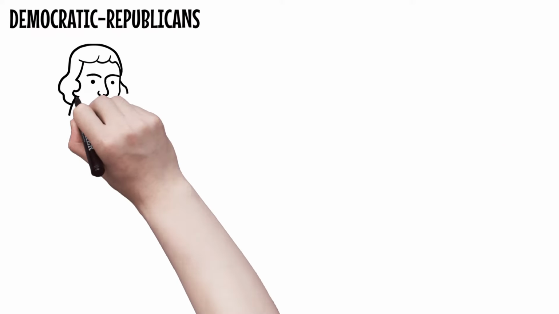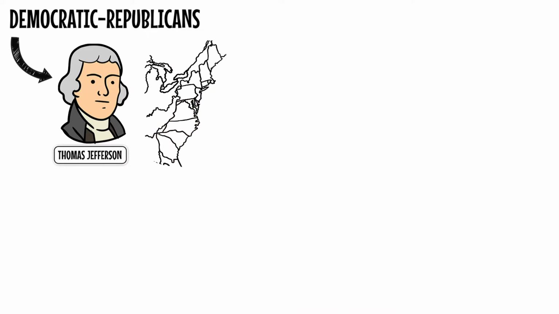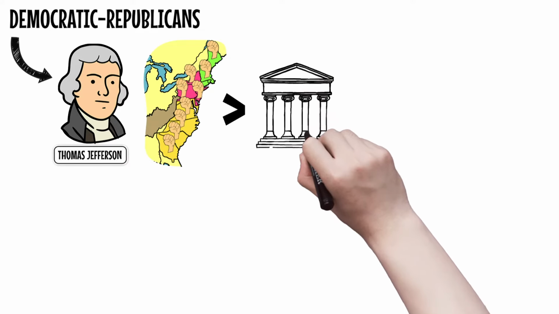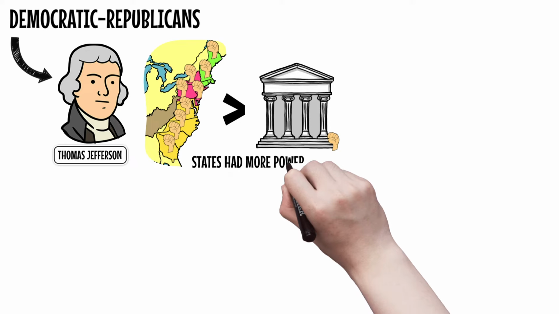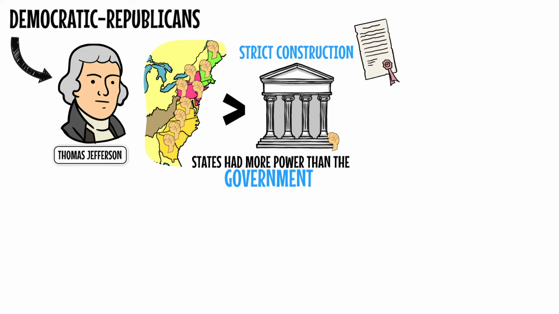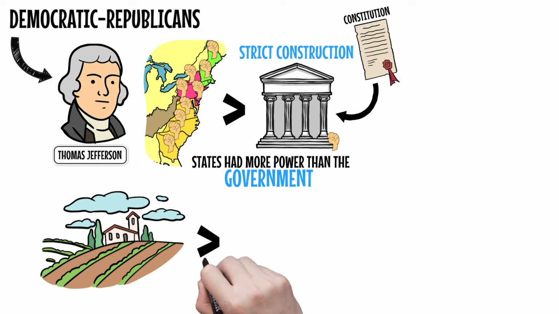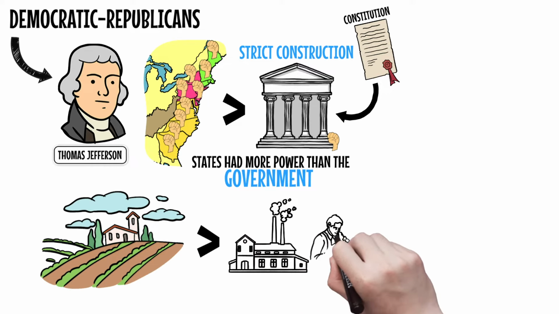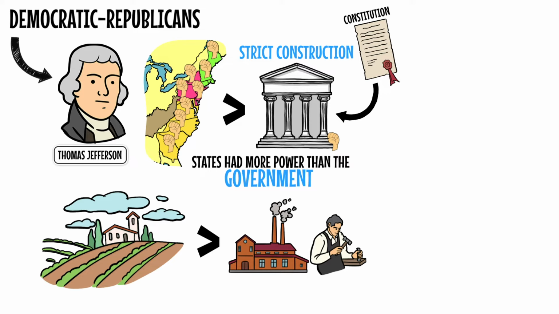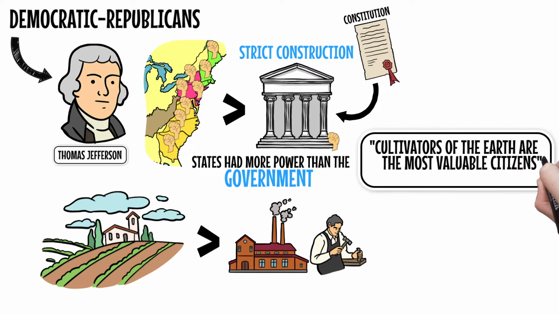The Democratic-Republicans, led by Thomas Jefferson, preferred to give states more power than the federal government. This interpretation is called strict construction, meaning that the federal government should only be able to do what is strictly outlined in the Constitution. Democratic-Republicans tended to favor farmers and agriculture over manufacturing. As Jefferson said, "Cultivators of the earth are the most valuable citizens."